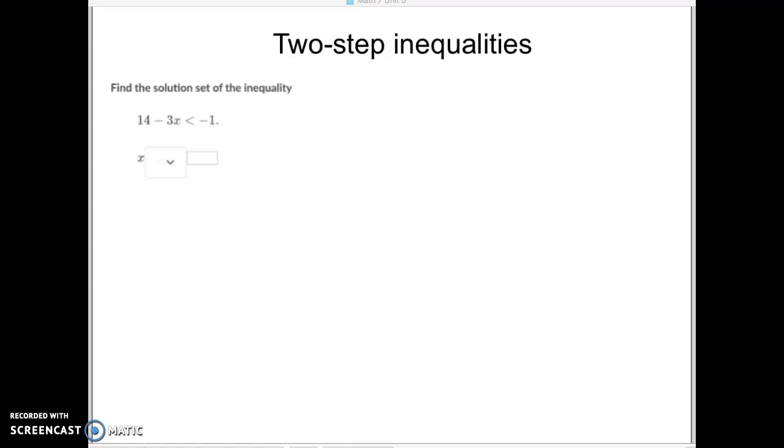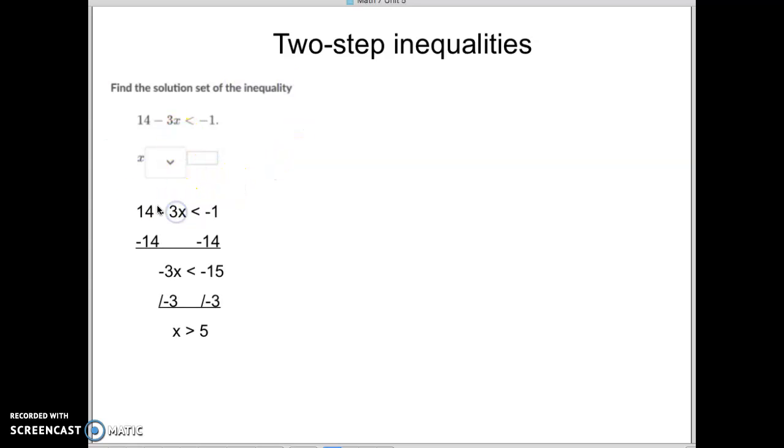All right, you are now done with one-step inequalities, and now you're on to two-step inequalities. Almost as simple as one step. In fact, these are just like two-step equations. First one we have here, we've got this inequality right here. So we're going to solve this one. And so I'm just going to rewrite that inequality.